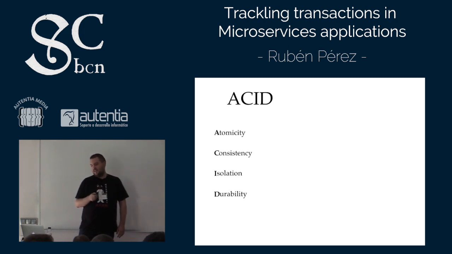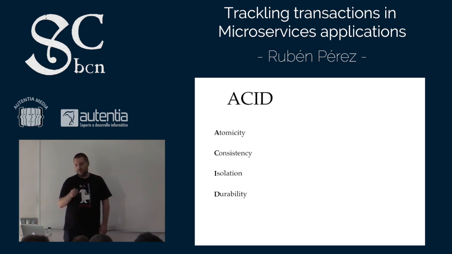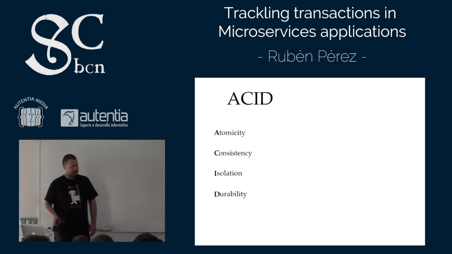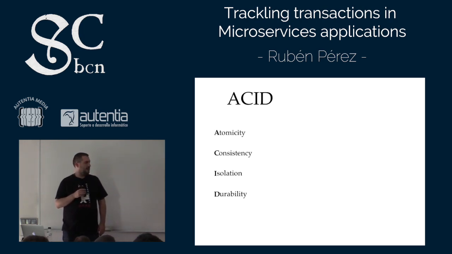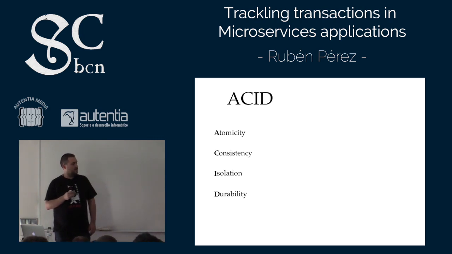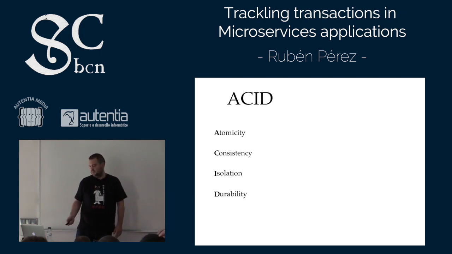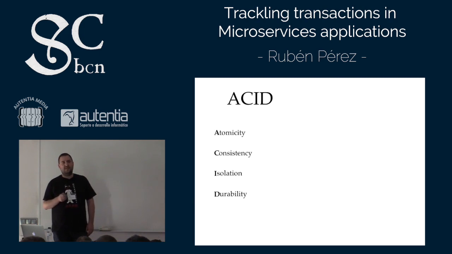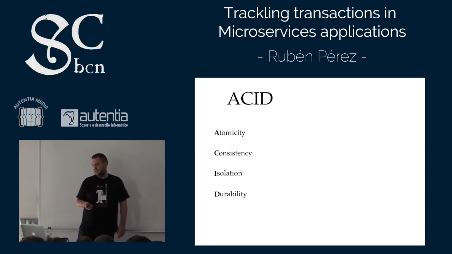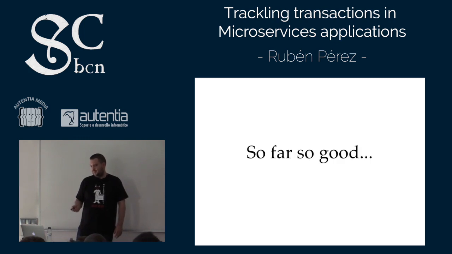Consistency, that ensures that any transaction will bring the database from one valid state to another. Isolation, that given that we execute our transactions concurrently, we will end up with the same state as if they were executed sequentially. And also durability, that once we commit a transaction, it will remain so even if there are errors, or power losses, or whatever. So far, so good.